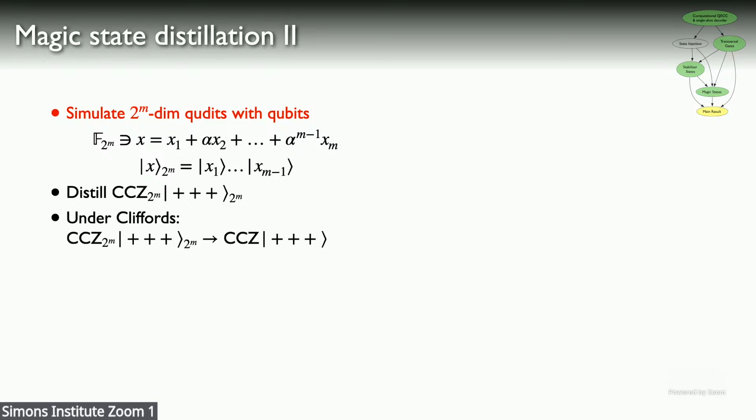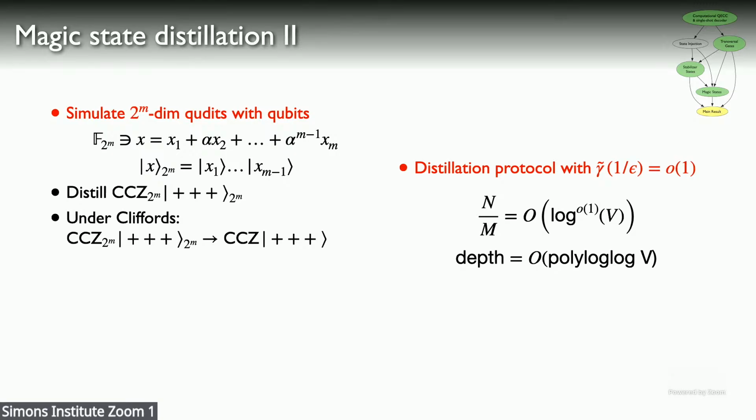So if I have my qudit, I can write its state in terms of its expansion in terms of the coefficients. And so what I'm going to do is simulate these qudits with the qubits, and distill this state as an intermediate thing. And then I'm going to use Clifford operations to convert this back to the qubit CCZ state. And I can do this without losing too much in my parameters. And this is going to allow us to get the sub-logarithmic distillation cost.